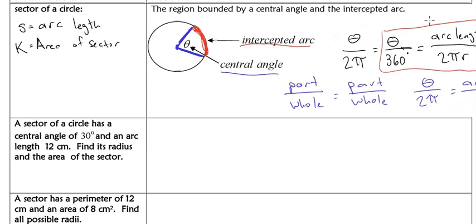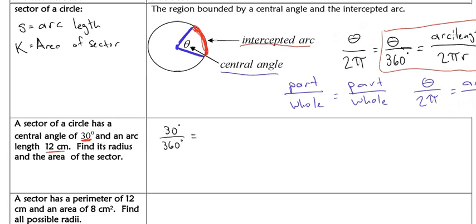We are given the information that the central angle is 30 degrees and that we have an arc length of 12 centimeters. So knowing that, we can now start setting up some of our proportions. And given that the central angle is 30 degrees, we're going to use theta divided by 360, and we're going to plug in 30 as our theta. So we have 30 degrees divided by 360 degrees is equal to, and then we're also given the arc length.